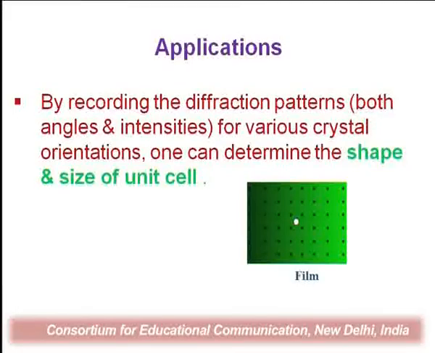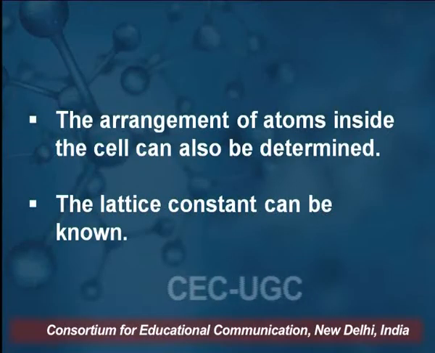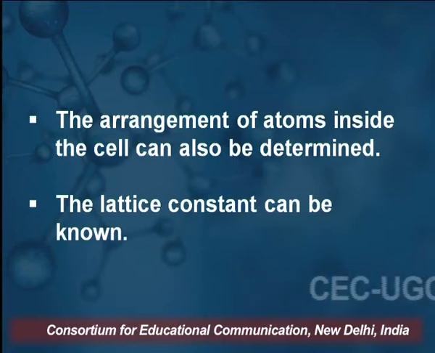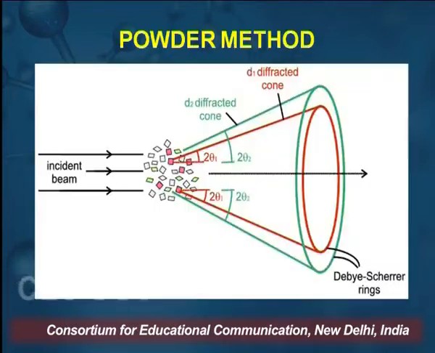What are the applications of the rotating crystal method? By recording the diffraction pattern, both angle and intensity for various orientations, we can determine the shape and size of the unit cell, as we are seeing in the diagram and the figure, that a film records the shape and size or the lattice arrangement. The arrangement of atoms inside the cell can also be determined by using this method. The lattice constant can also be known.